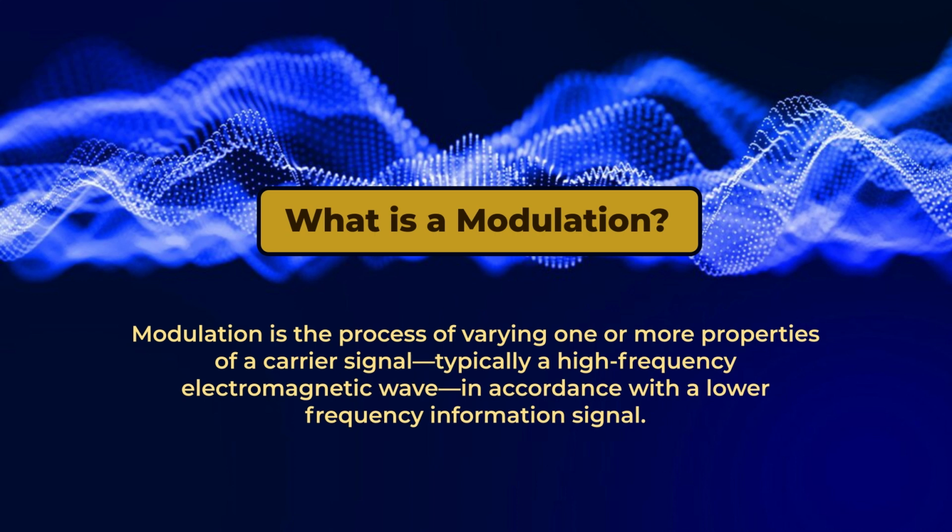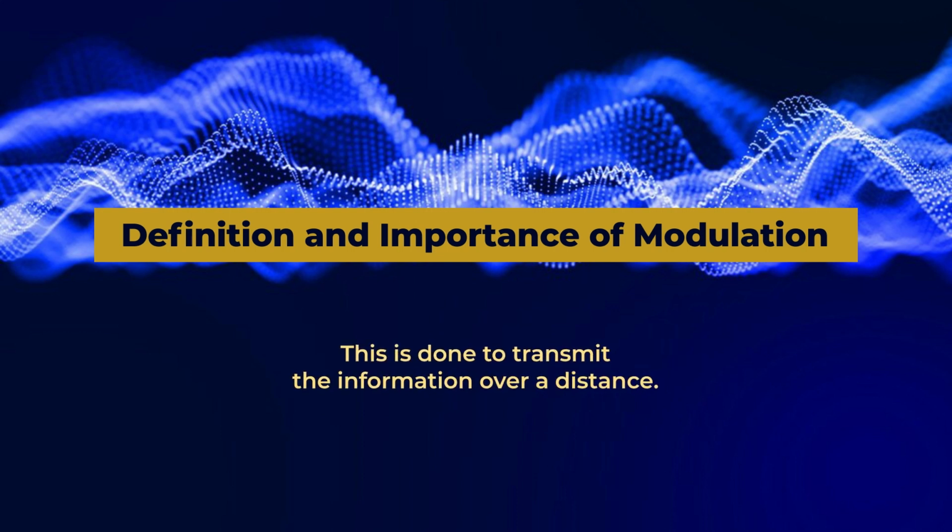Now, let us start with detailed coverage of the content. First of all, we are going to discuss a fundamental concept in communication systems, that is called modulation. To start, let's define what modulation is. Modulation is the process of varying one or more properties of a carrier signal, typically a high frequency electromagnetic wave, in accordance with a low frequency information signal. This is done to transmit the information over a distance.